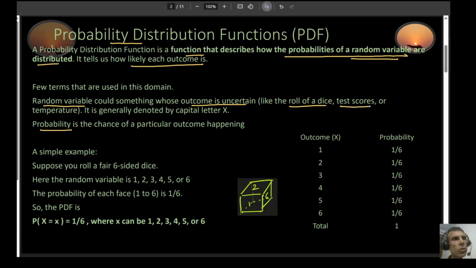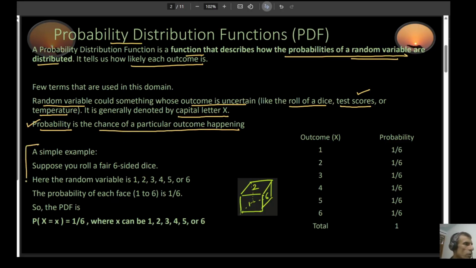Let's say test scores. You give an exam and you don't know what your score is going to be. That is your random variable. What about the temperature? You don't know whether tomorrow is going to be 90 degrees Celsius or 14 degrees Celsius. You don't know that, so that's your random variable. Generally, you use capital letter X to denote your random variable. Probability, on the other hand, is a chance. It's the chance of something happening, of an outcome happening. That's what probability is.